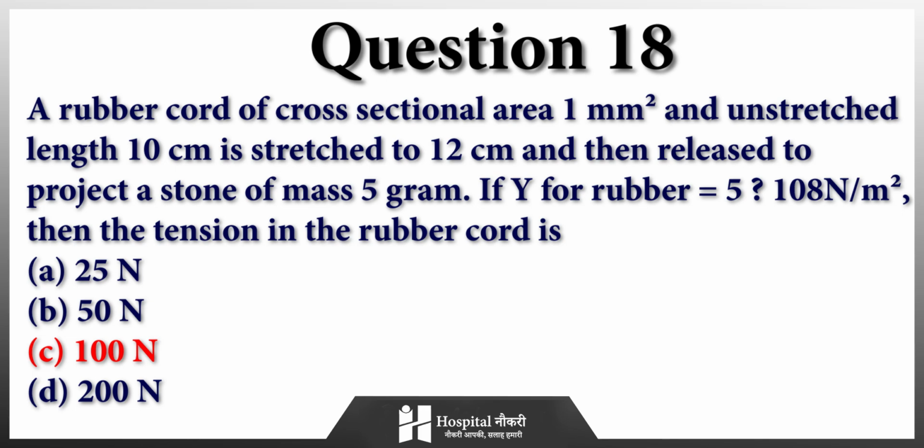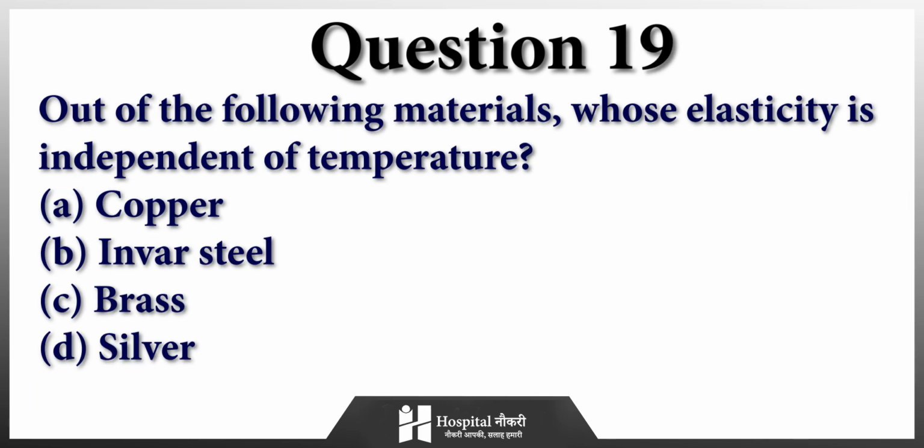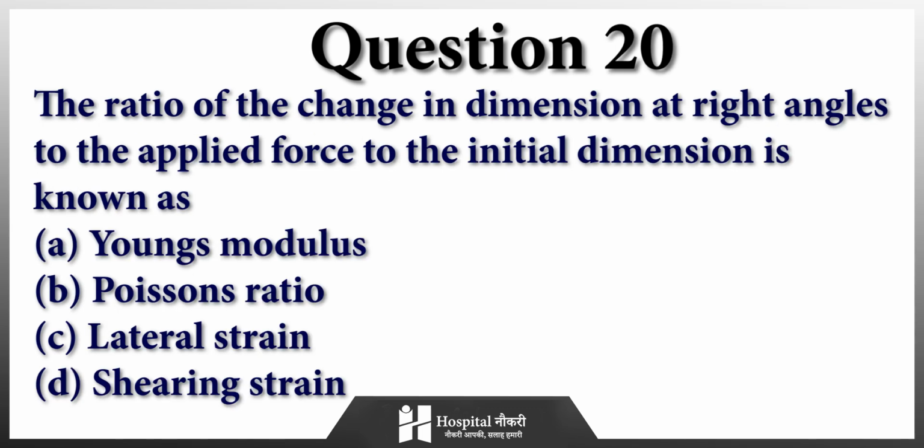Next question is, out of the following material, whose elasticity is independent of temperature? Copper, invar, steel, brass, silver. The correct option is B, invar steel. The ratio of the change in dimension at right angles to the applied forces to the initial dimensions is known as A, Young's modulus, B, Poisson's ratio, C, lateral strain, D, shearing strain. The correct option is lateral strain.